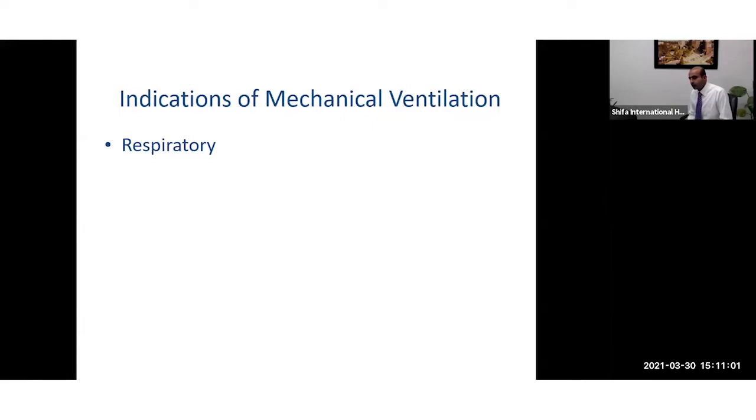Then cardiovascular, so babies who have severe congenital heart disease, usually the duct-dependent lesions like hypoplastic left heart, or duct-dependent lesions like severe coarctation. If we are needing to give a high dose prostin, these babies might need mechanical ventilation.